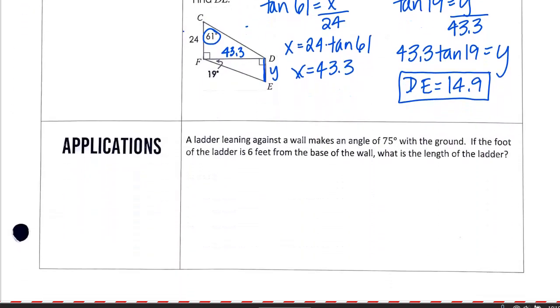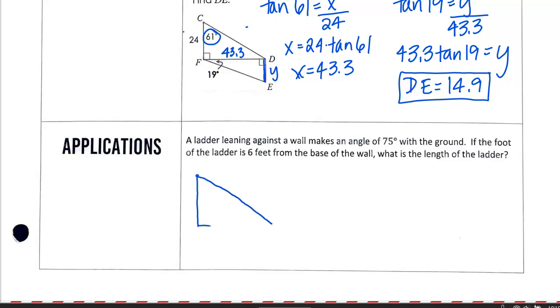Now let's do an application. We do a lot of ladders with applications for trigonometry because they lean up against walls and they make right triangles. So the biggest thing you need to do here is draw a picture. You can draw a picture with cats and dogs and things like that, or you can just draw a triangle of what it's talking about. So let's say we have a ladder leaning against a wall. Here's a wall, here's the ladder, and here's the ground. This is like the most basic of pictures that you can do, and it works.